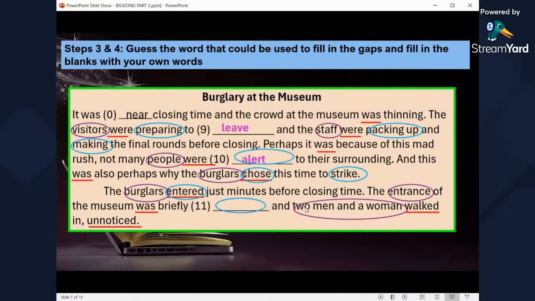Abandoned, okay. Was briefly abandoned. Yes, good. Right. So let's look at what I also wrote: abandoned. Sri Rahayu, I also put abandoned. Okay, was briefly abandoned. Opened. The entrance was briefly opened. Yes, maybe Farhan. Maybe it was briefly opened. I don't know. Let's look at the choice of answers after this.